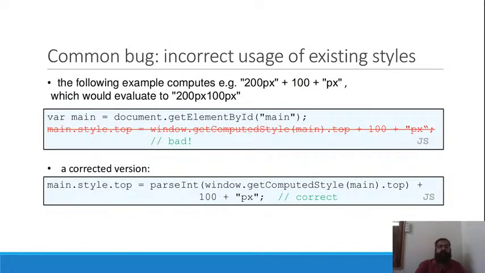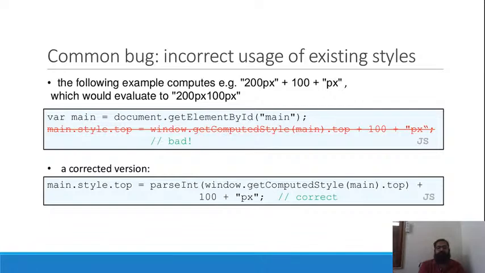So there could be common bugs, that is, incorrect usage of the existing styles. There is an example given here, 200px + 100 + px, which is actually a slightly tricky evaluation, but this gets evaluated into a string due to JavaScript properties, which means that 200px100px will be the evaluated result.